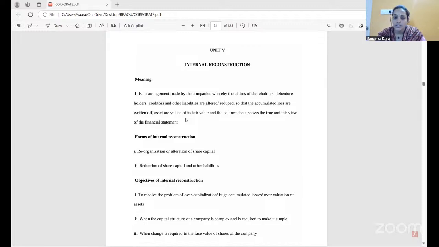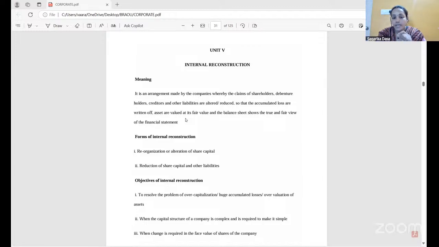With the help of reconstruction, the liabilities, the claims of shareholders, equity or preference, debenture holders, or the creditors, or any other liabilities like bank overdraft, will be reduced in order to set off the balance sheet, in order to show the balanced value of assets as well as liabilities in the financial statement to have a clear-cut, fair and true view of values that we show in the balance sheet.